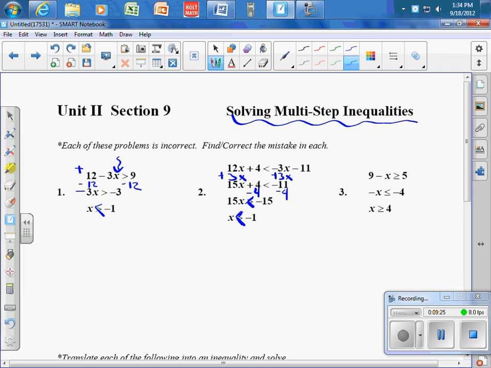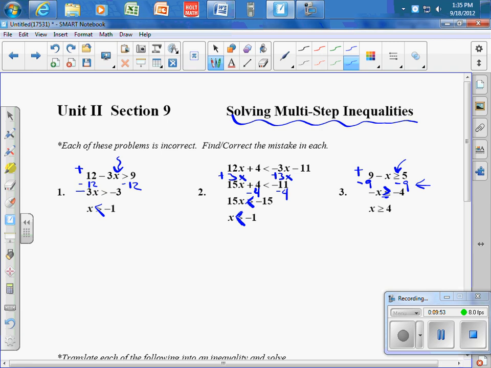Now, number 3. Again, we want to isolate the x, get rid of the 9. It is a positive 9, so we are going to subtract it from both sides. I'll have the opposite of x is greater than negative 4, and here's the mistake. We don't want to flip it if we just subtract a number from both sides. We only flip the inequality sign when you multiply or divide by a negative. So this should have stayed greater than or equal to.